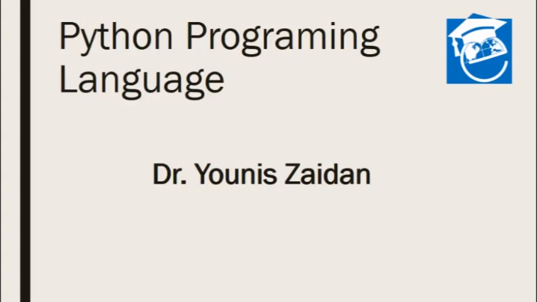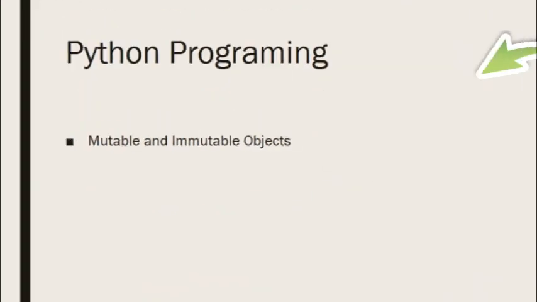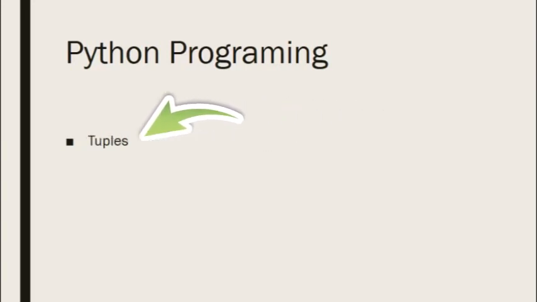Hi, welcome again. In the previous video we talked about mutable and immutable objects. In this video we'll talk about tuples. Tuples are examples of immutable objects. They are in structure similar to lists, but they are immutable. So that's the main difference.